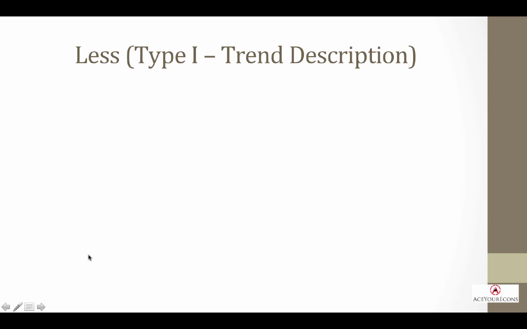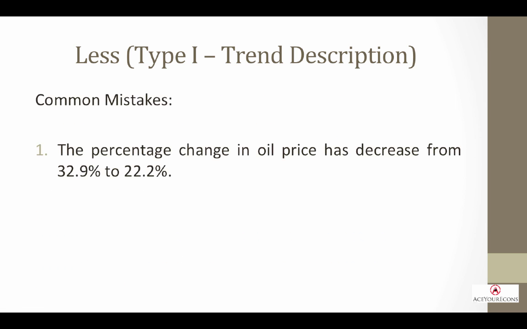Here are some of the mistakes that you may have committed earlier on. Mistake number 1: the percentage change in oil price has decreased from 39% to 22%. This is a very classical example of regurgitating, reproducing the data without showing comprehension of the information presented and the question requirement. The question is asking about the trend in oil prices. It is not asking about annual percentage change. You need to take note of that.